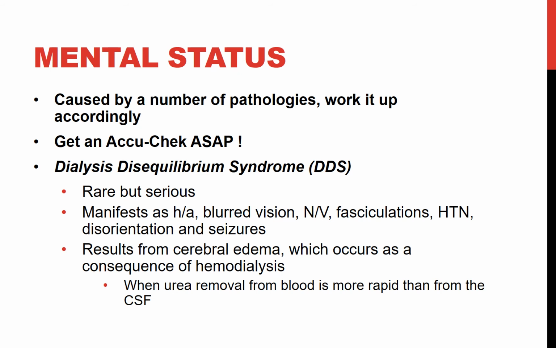It results from urea from the blood being removed more rapidly than the urea from the CSF and brain tissue, thus generating a urea osmotic gradient responsible for moving water into the brain cells.